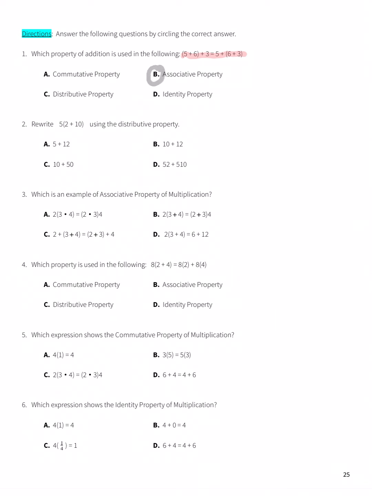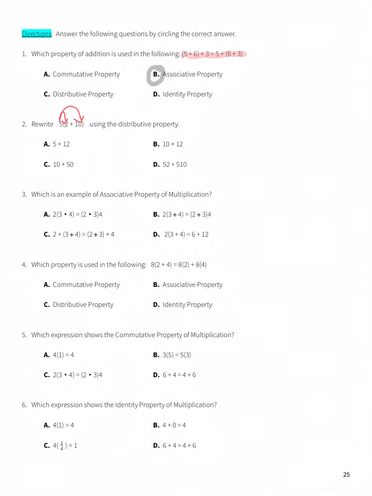Looking at this next one, it's asking you to rewrite 5 times the quantity 2 plus 10 using the distributive property. Well, we have to remember that distributive property is when you distribute the number on the outside of the parentheses to both numbers on the inside. So it's 5 times 2 plus 5 times 10. Well, 5 times 2 is 10.